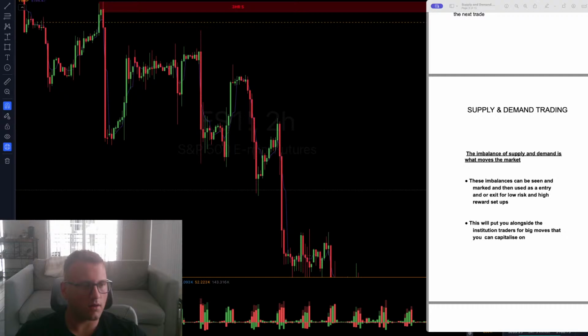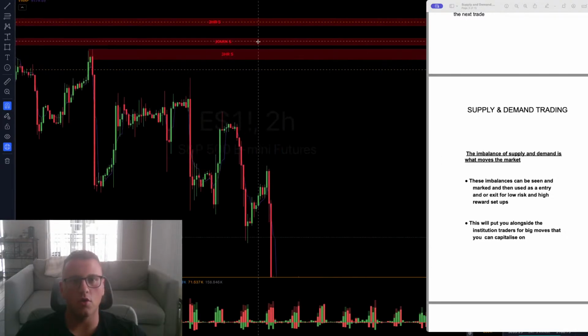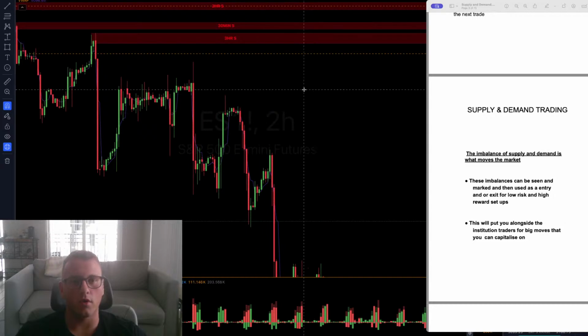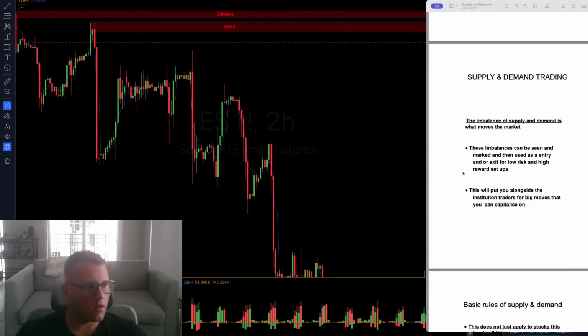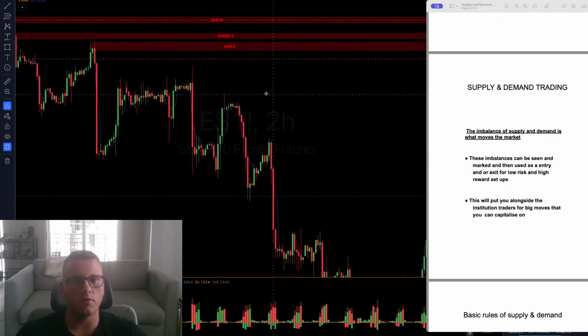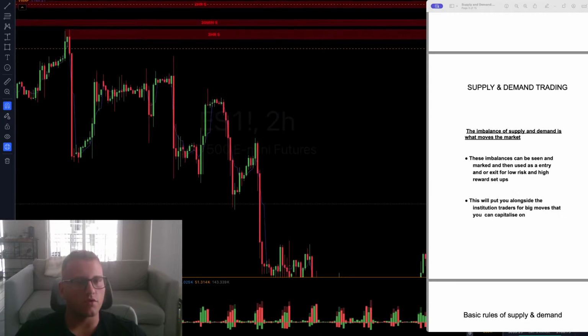Just like anything else, supply and demand is just the imbalance of the market. We're going to use these zones to enter and exit the market, whether we're going short or long. This will put us along with the institutional traders. This will make us get the great moves outside of chop and get the best risk to reward along with volatility and volume.